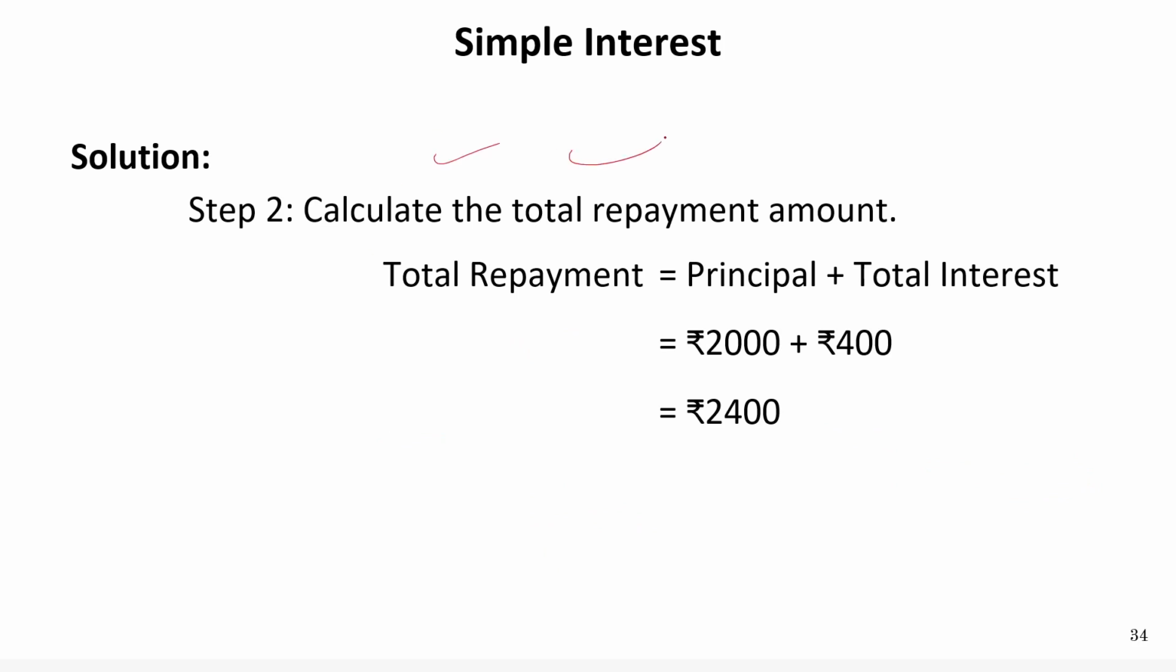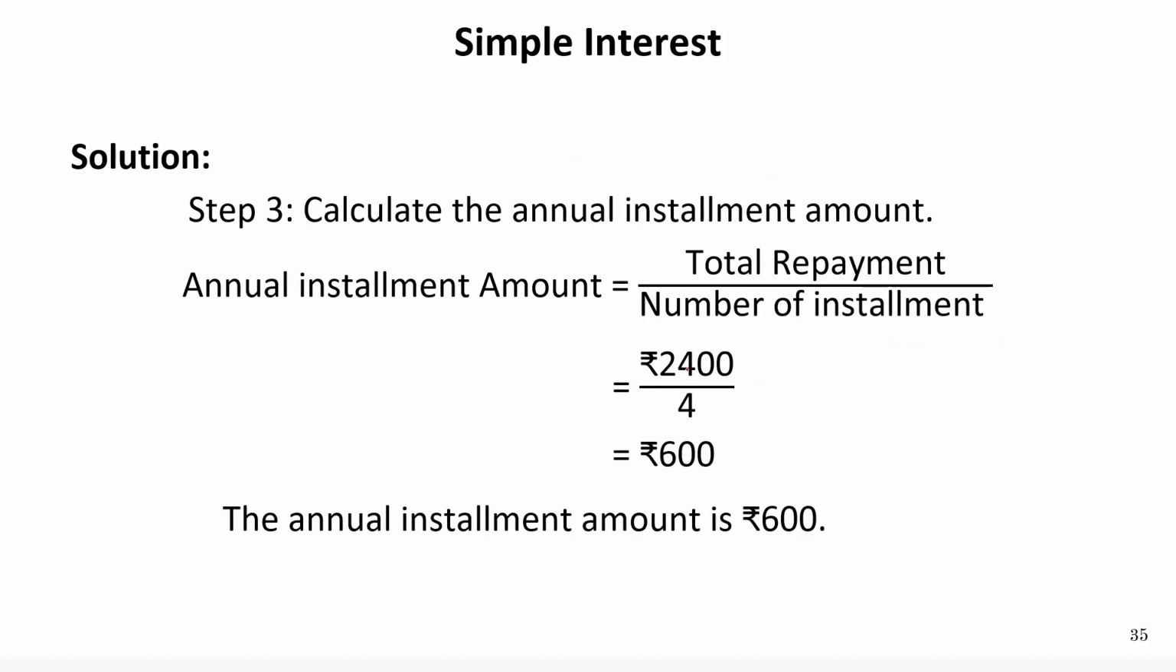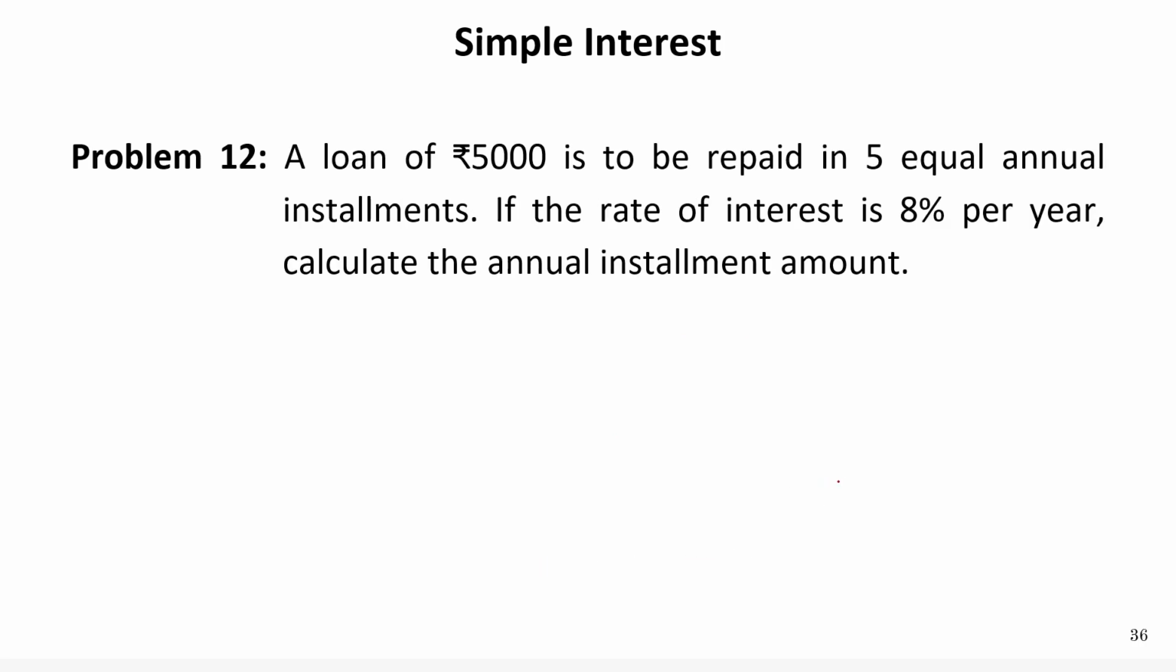So calculating the total repayment amount is equal to principal plus total interest, that is equal to 2000 plus 400 is equal to 2400. So for 4 years we have to divide this into an easy installment scheme. So for each year, the installment will be 600, because 2400 by 4 is equal to what? 600. So the annual installment amount is nothing but 600.